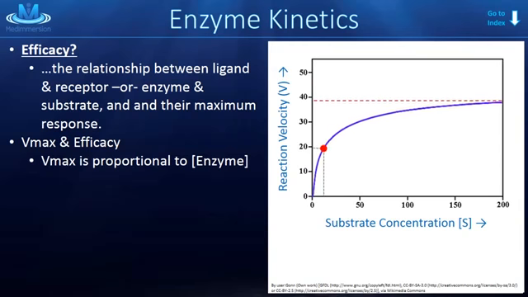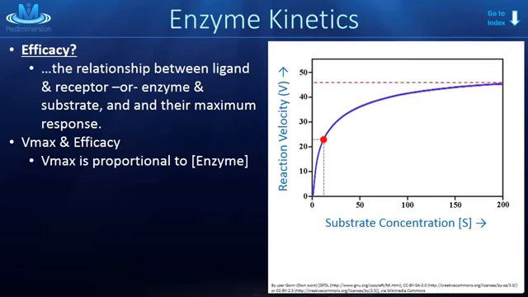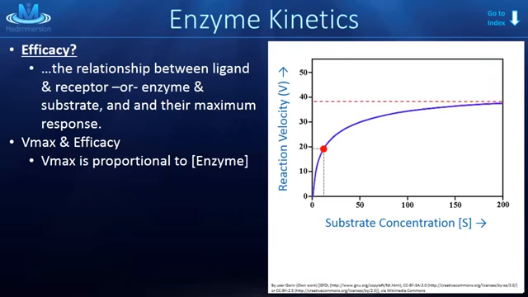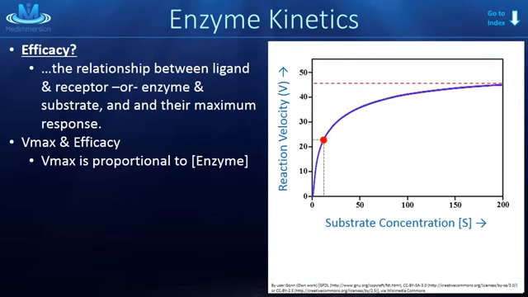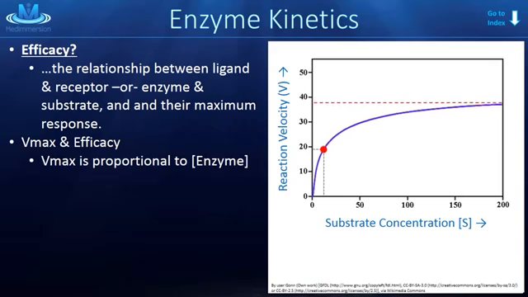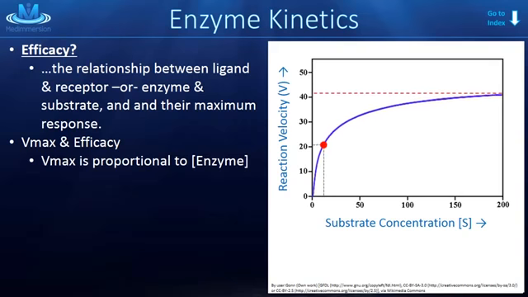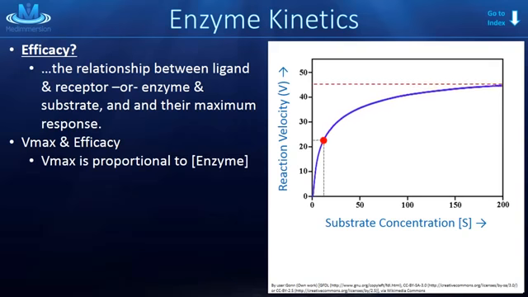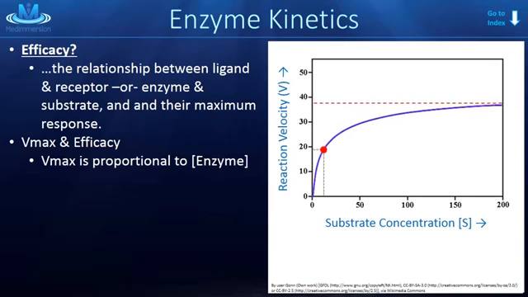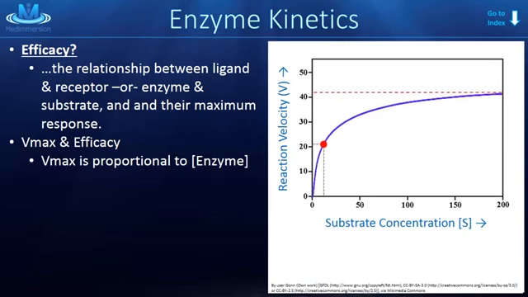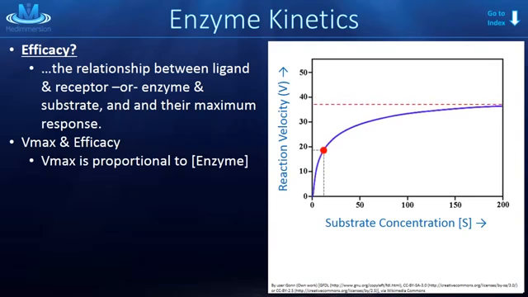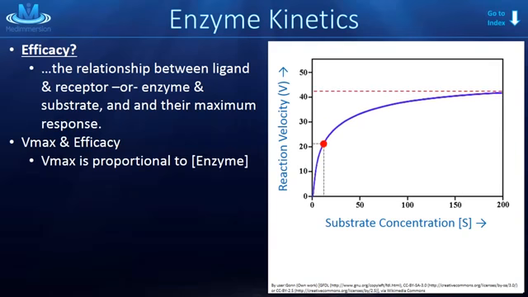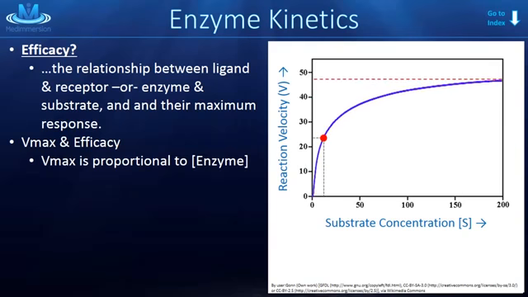Another thing to note is that Vmax is proportional to enzyme concentration. That's what I mean there by enzyme in brackets, enzyme concentration. As the enzyme concentration increased in our little experiments, in our test tubes, the Vmax would also increase. There would be more enzyme to do the work. It would almost be like sharing the load amongst more workers. However, the Michaelis constant would not change.